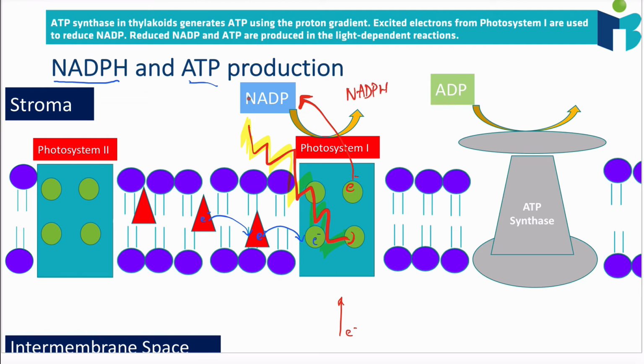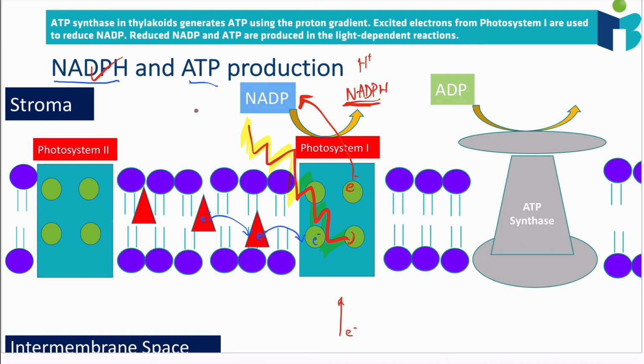The NADP is also going to accept some H plus from the solution out here. In that way it forms NADPH, a reduced electron carrier. So that's half of the goal of the light-dependent reaction. And then we also want to make some ATP.